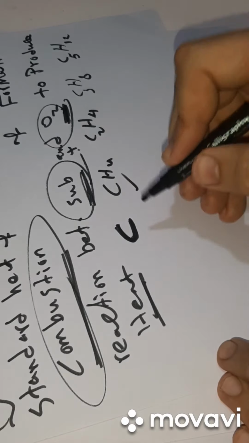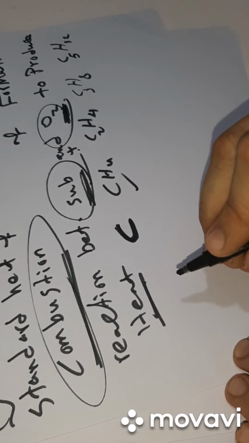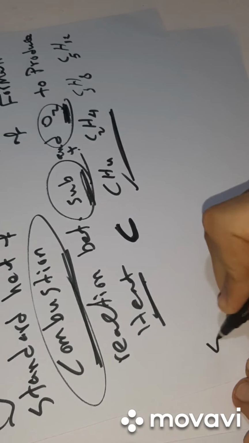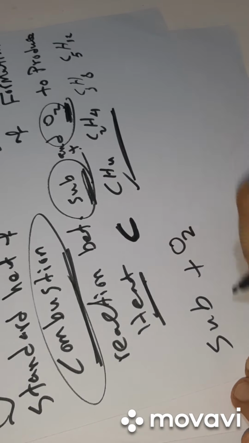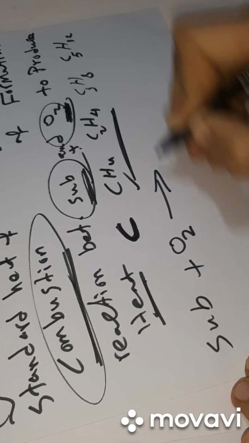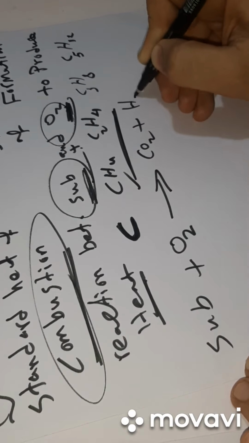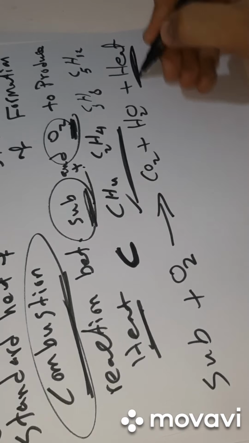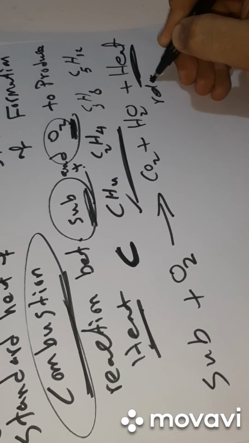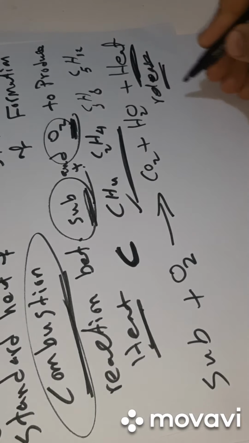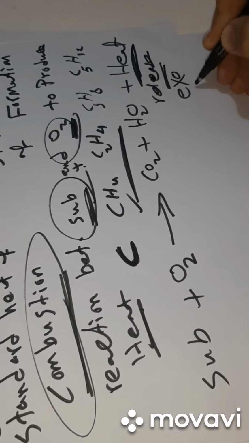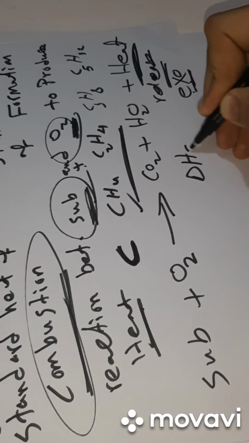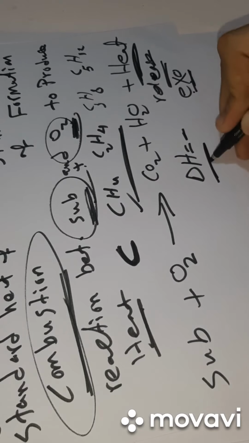This organic compound, when it is combusted with oxygen, will produce carbon dioxide and water vapor. So any substance of this, when it is combusted with oxygen, will produce carbon dioxide and also water vapor and also heat. So the combustion process releases heat. And when I say it releases heat, it means that it's an exothermic process. And when I say exothermic process, delta H for this reaction will be negative.